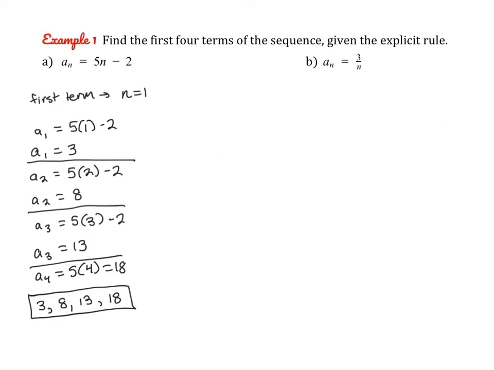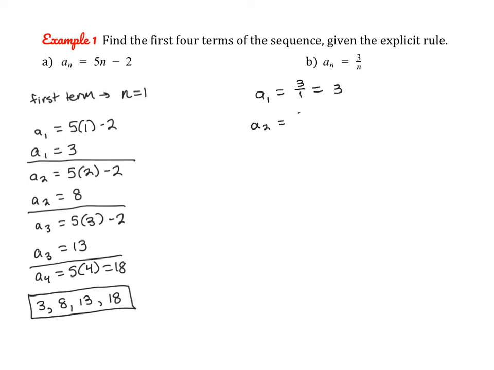All right, let's look at this next sequence. So here we have a new explicit rule, a sub n equals 3 over n. So again, to find the first term, we're going to find a sub 1. It's when n equals 1. So it's 3 over 1, which is 3. So the first term is 3.